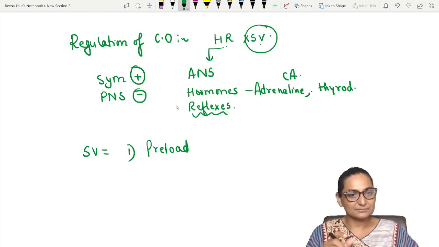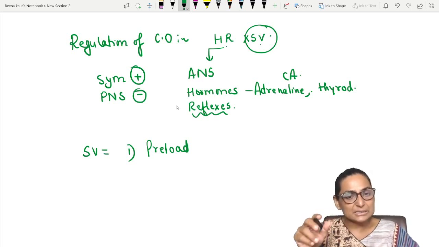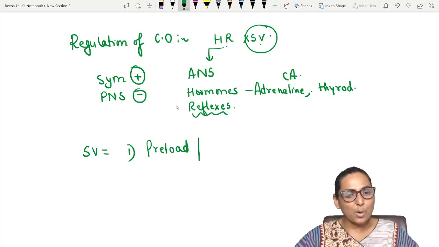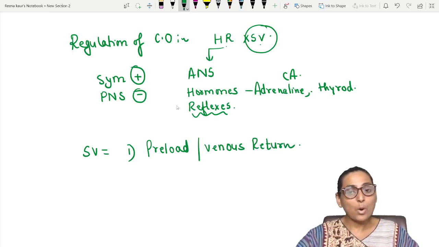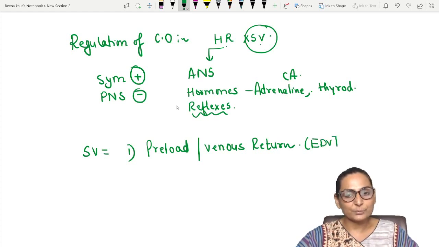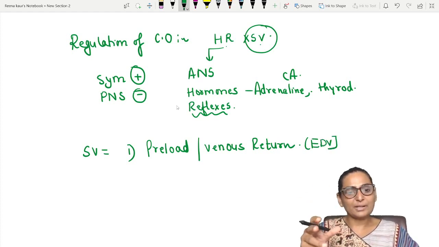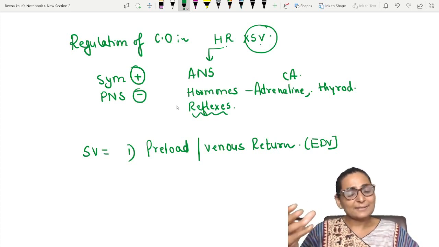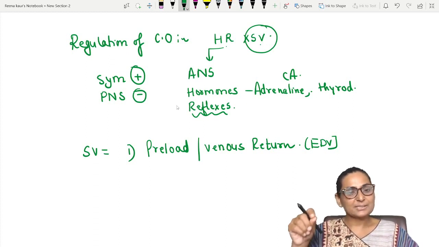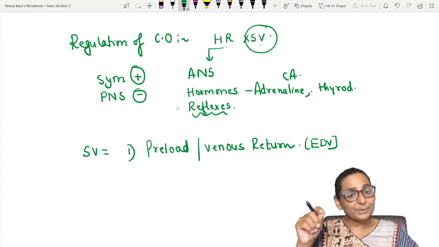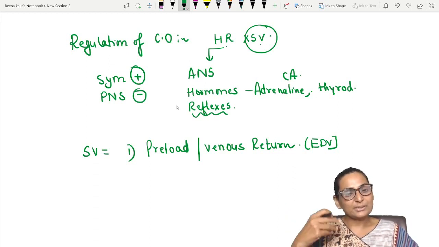You change the length, right? You increase the length, you increase the initial length. So here, what is the preload? It is venous return or the end diastolic volume. So when you are bringing about a change in the length, length in the case of heart is venous return, right? In the case of heart, the length or the preload refers to the venous return or the end diastolic volume. So you are increasing the cardiac output by bringing some changes in the length of the heart.